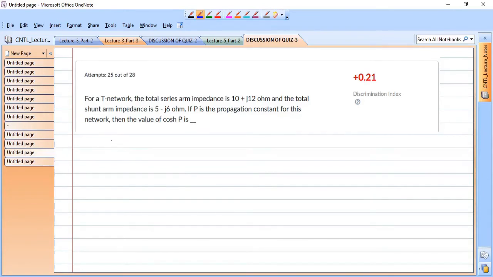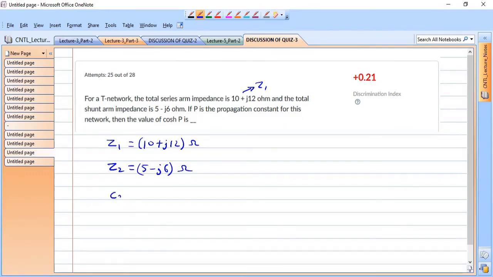Okay, so the next question is, for a T network, the total series arm impedance is 10 plus j12 ohm and the total shunt arm impedance is 5 minus j6 ohm. If P is the propagation constant for this network, then the value of cosh P is. So we are given the total series arm impedance Z1 is equal to 10 plus j12 ohm, and the total shunt arm impedance Z2 is given as 5 minus j6 ohm, and we are asked what is cosh gamma.